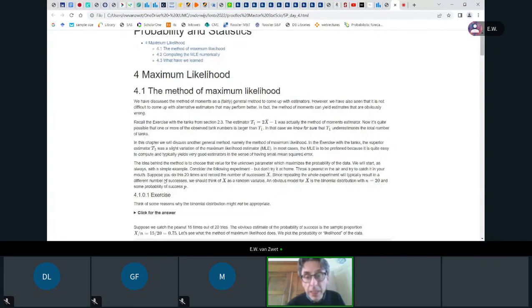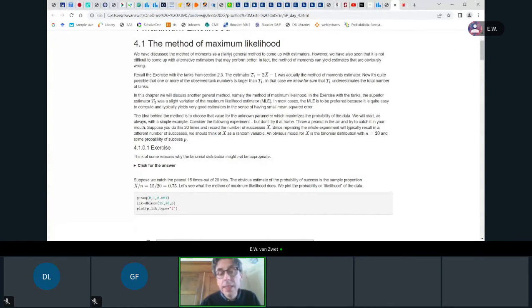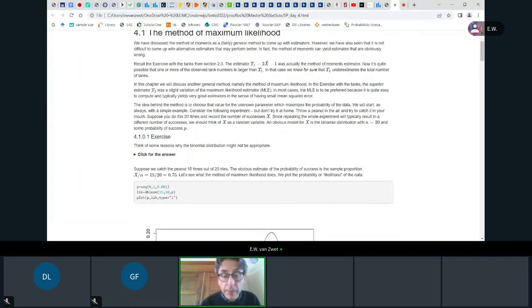So I recap a little bit. We saw a couple of estimators, and sometimes an estimator is better than another estimator, and it's really difficult to tell in advance which one is going to be better. So we need a method of finding good estimators. And then here's a little example that I'm going to use to explain this method of maximum likelihood.